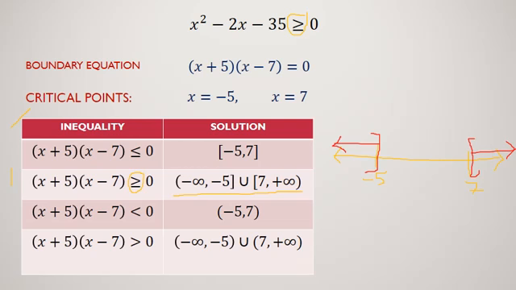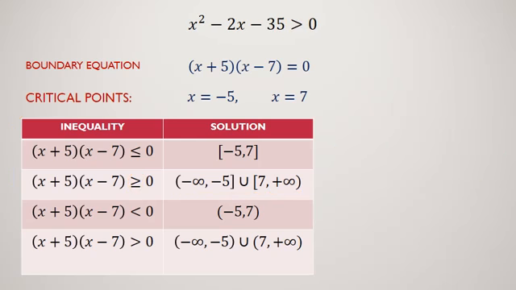Now, what if strictly greater than? Okay, what if ganito, strictly greater than? Then, hanapin sa table ang strictly greater than. Oh, there you go, ito. Strictly greater than, so, ito naman yung solution niya. Ang difference lang niya sa greater than or equal to is open interval lahat. So, negative infinity, negative 5, union 7, positive infinity.